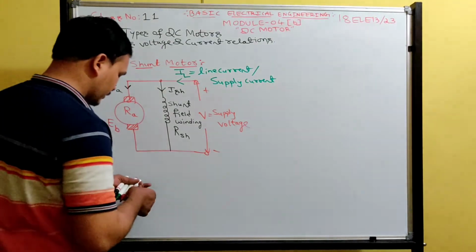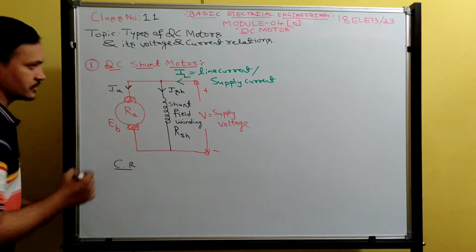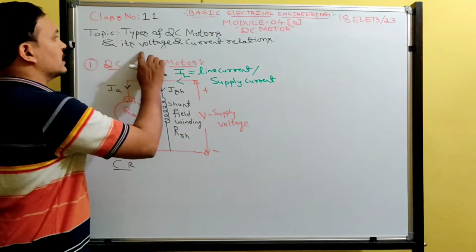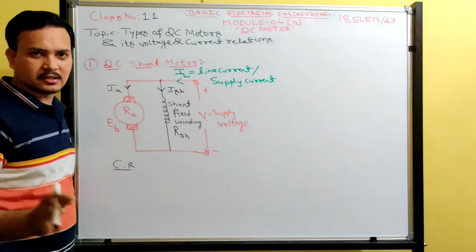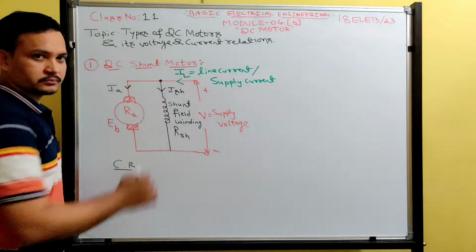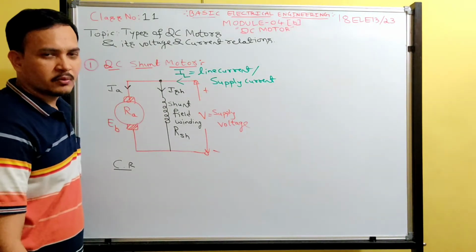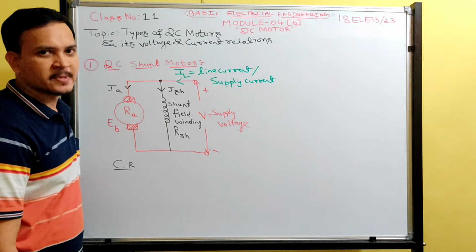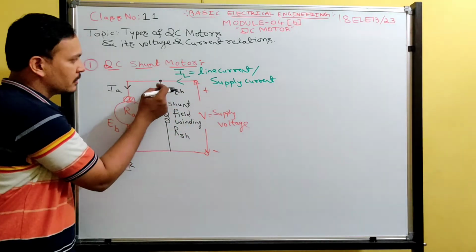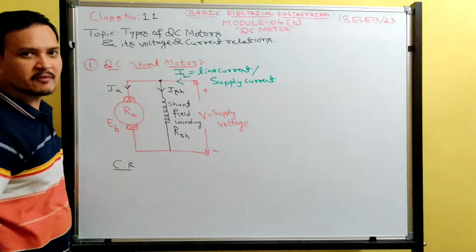Now the current relation, which is very important. The current relation means applying KCL, and the voltage relation means applying KVL. That's it. Now this is a node. What does KCL state? The current entering the node should be equal to the sum of the currents leaving the node.